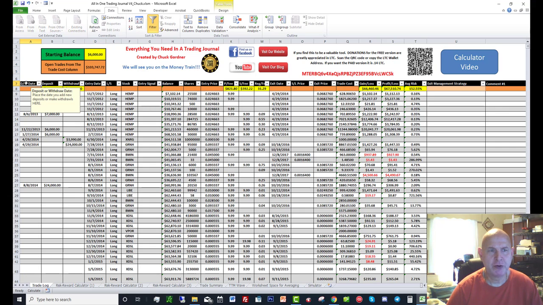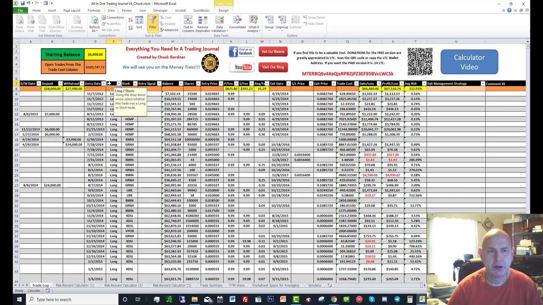This is your deposit and withdrawal date column. You'll place the date you add new deposits or make withdrawals here. This is your deposit column. You'll enter the amount of new deposits here. Your withdrawal column, enter the amount of withdrawals here. This is your entry date column. You'll place the date you started your trade here.